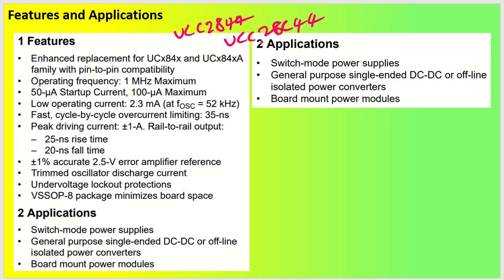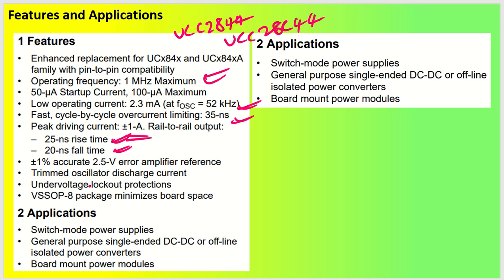You have an operating frequency of up to 1 megahertz maximum, and you can see we have very low operating currents, and then we have fast cycle-by-cycle overcurrent limiting, which is 35 nanoseconds. We have a peak driving current of ±1 ampere, so it can give you a driving current for the gate of the MOSFET up to 1 ampere. We have 25 nanosecond rise time and 20 nanosecond fall time.